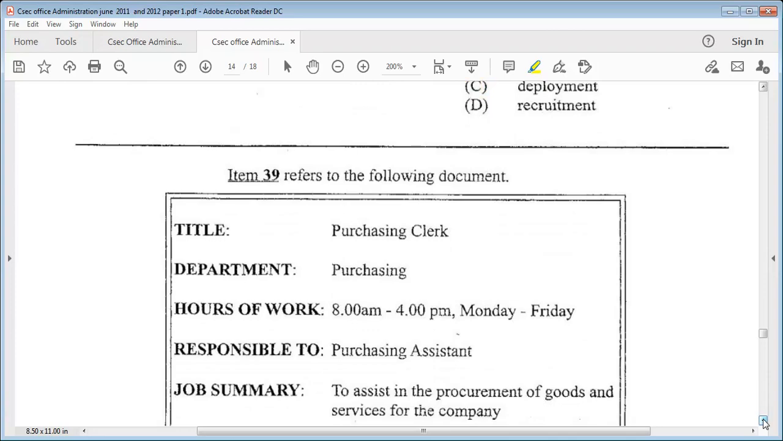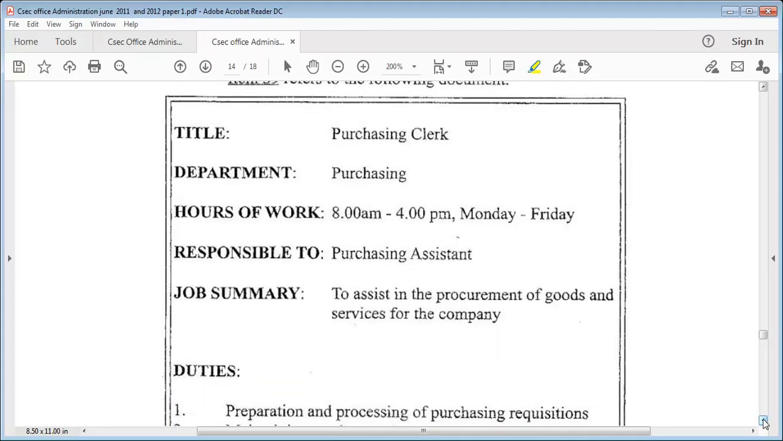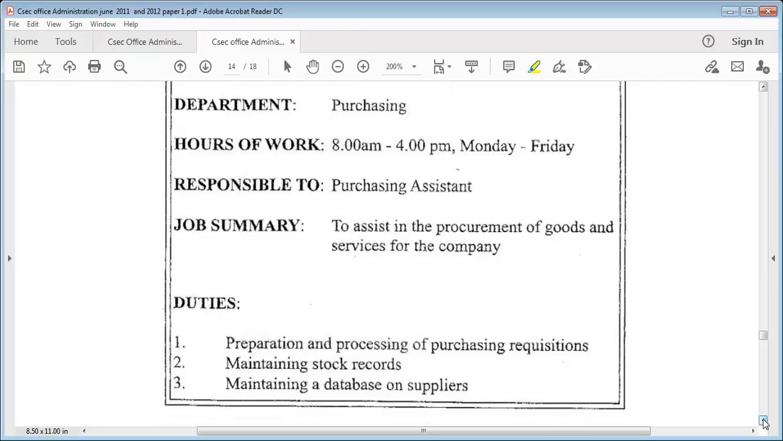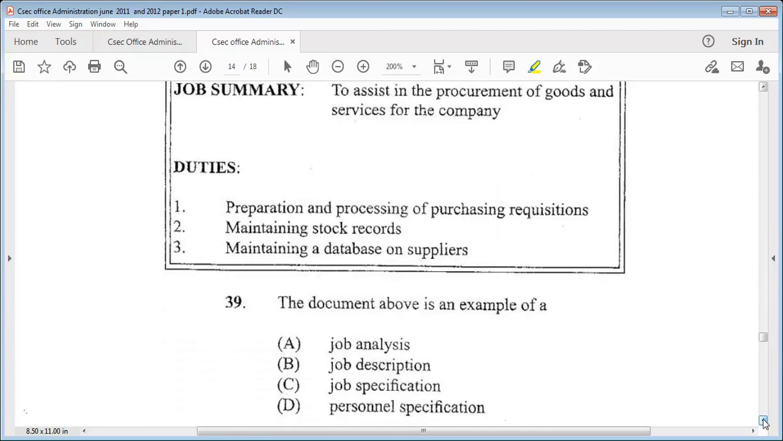Well, we have item 39 here. We have this document. We see the title, purchasing clerk, the department, purchasing, hours of work, 8 to 4, Monday through Friday. Responsible to, purchasing assistant. We have the job summary. It is stated to assist in the procurement of goods and services for the company. The duties are: 1. Preparation and processing of purchasing requisitions. 2. Maintaining stock records. 3. Maintaining a database on suppliers.